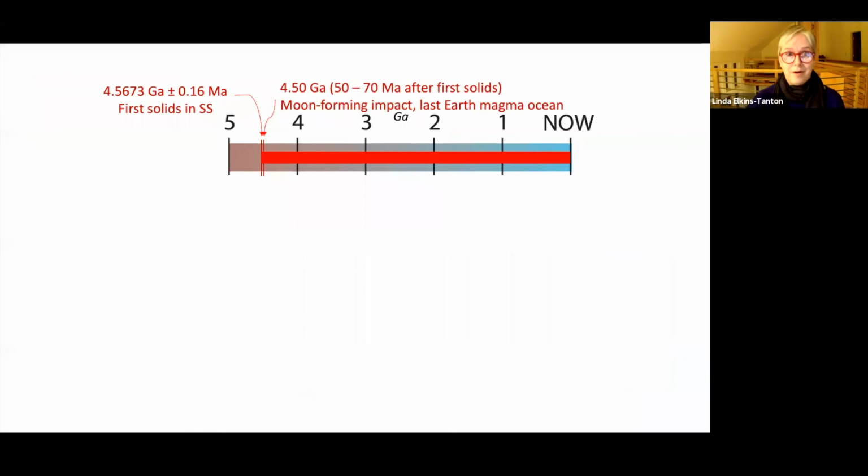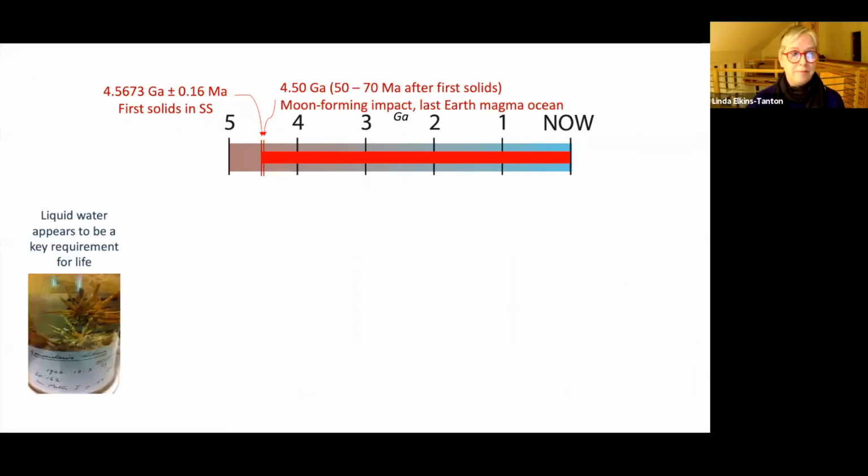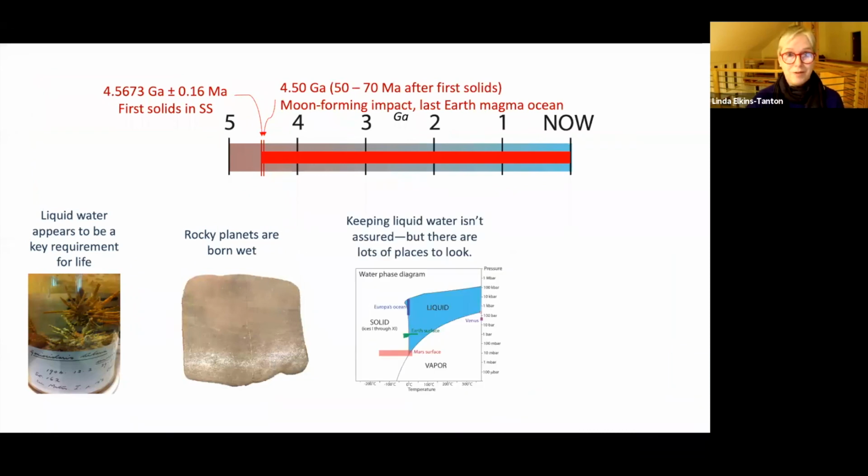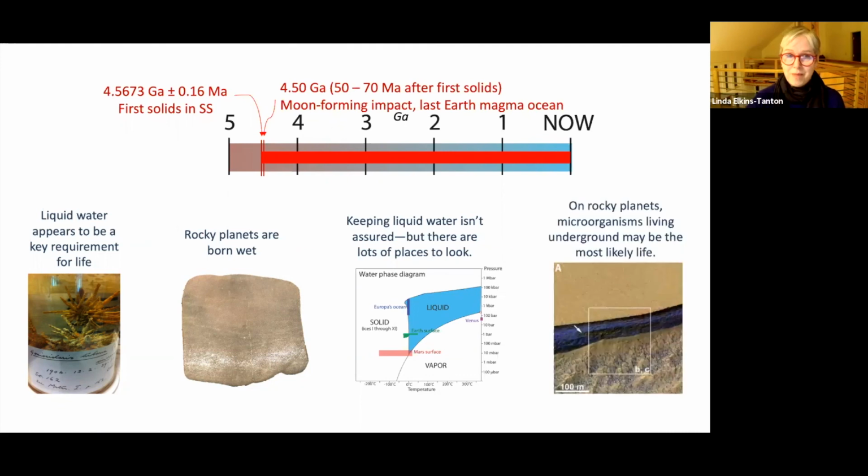And so here's a summary of today's talk. What is a habitable planet? Liquid water appears to be the key requirement for life, every kind of life that we know. Rocky planets are born wet, which is great news for habitability. But there are a lot of places to look, not just places that are close enough to their star, but moons and also under surfaces where things could be warmer. There are a lot of options and niches out in the solar system: atmospheres, clouds, particles. On rocky planets, however, microorganisms living underground may be the very most likely kind of life.